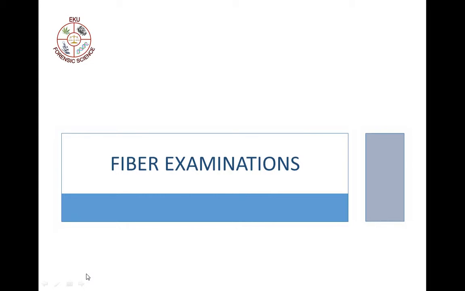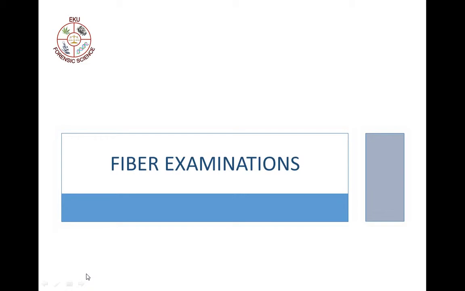Welcome to the fourth topic of Module 5, Fiber Examinations. We will begin by defining the term fiber and then discussing the two main types of fibers. We will also discuss the information that can be gained by a fiber examination.